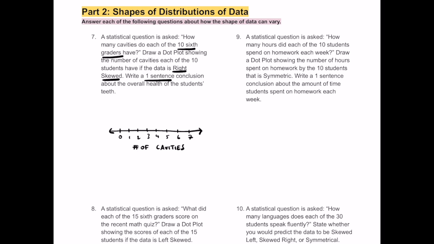And it looks like we have 10 students, so we can put 10 X's or 10 dots. Maybe I'll use dots in this video, but again, it's kind of up to you. And they say it's right skewed. And just remember, if it is right skewed, then most of the data is going to be on the left.